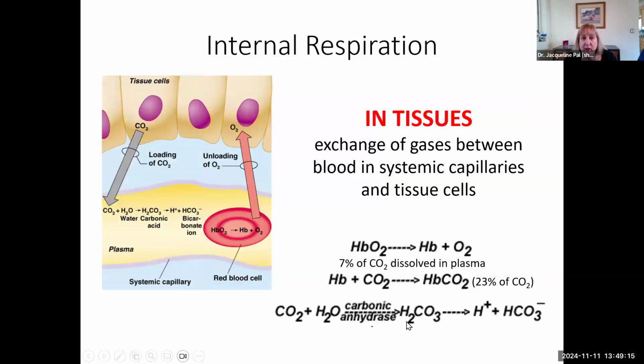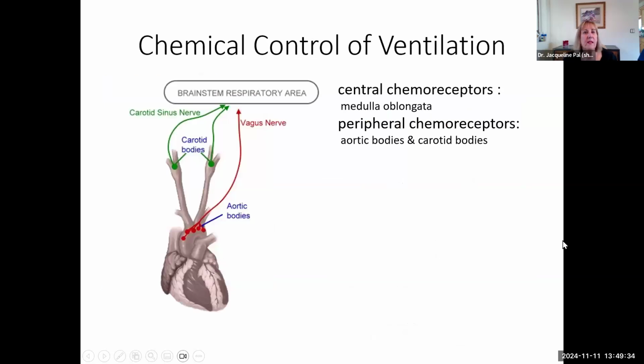And that will affect this equation because it affects how much CO2 is available to bond with water to form the carbonic acid to break up into a bicarbonate ion and a hydrogen ion. So we have central chemoreceptors in our medulla oblongata and in our pons. I'll talk about those on the next slide. But then we have peripheral chemoreceptors, which are monitoring this.